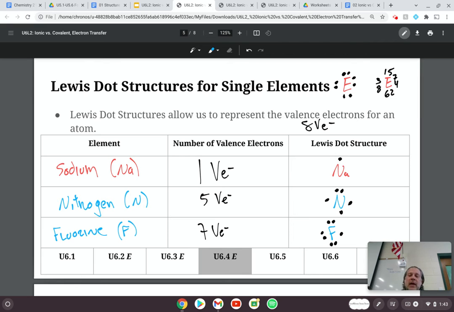Yeah, like I said, I usually go top, bottom, left, right, top, bottom, left, right, and you could have put it in the 7. It's fine, as long as you don't double. Like I said, the only rule is you don't double them up until you've had 4 on each side.